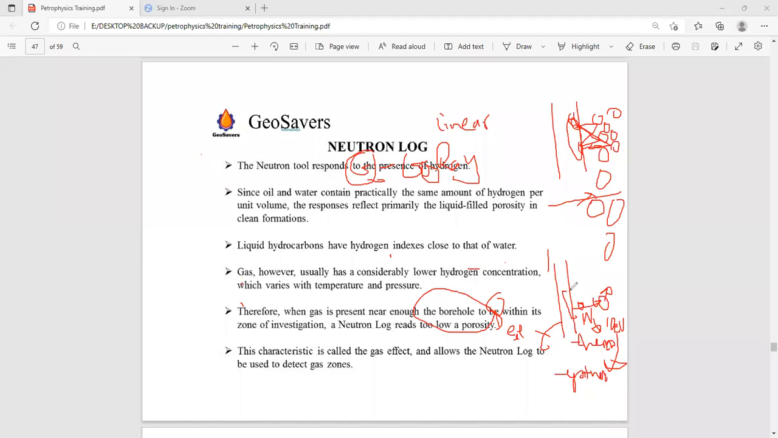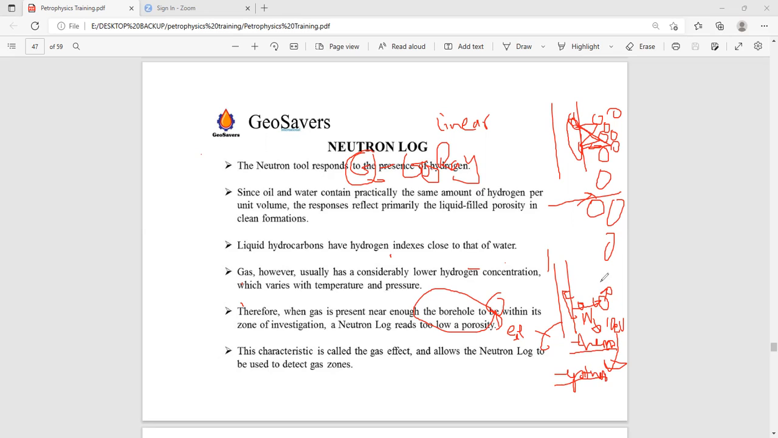So we have a receiver here that can actually measure three things. It depends on the company. Some companies will design the receiver in such a way that it measures the amount of thermal neutron. Other companies will design it in such a way that it measures the amount of epithermal neutron. Other companies will design it to measure the amount of gamma ray that is emitted as the neutron slows down. So those are the three things that can be measured.